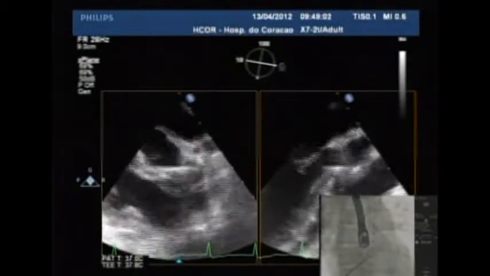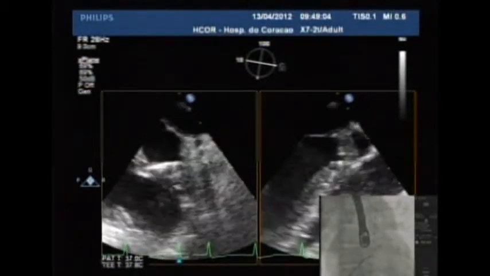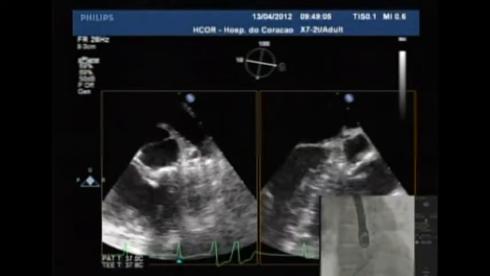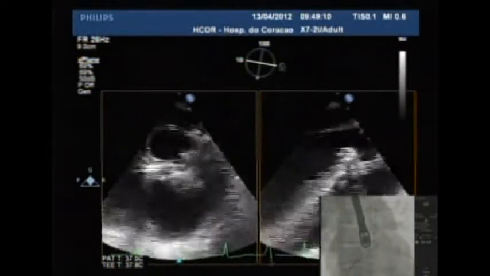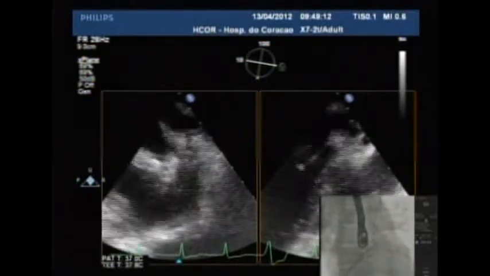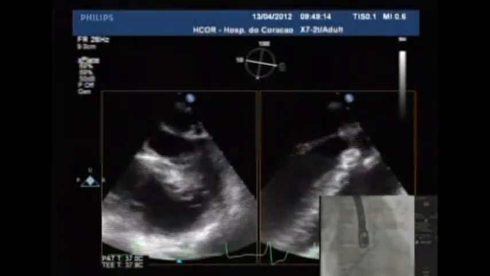So Raul is going to open up the left disc in the left ventricular outflow tract. There it is. You can see the disc open. Now very gentle. Are you going to open the waist, Raul?